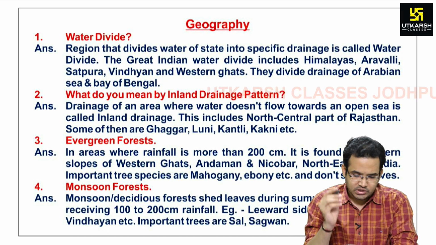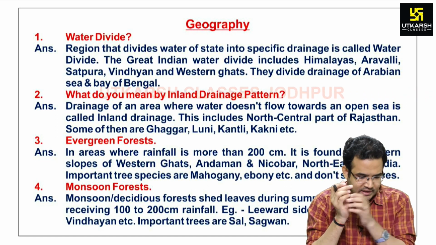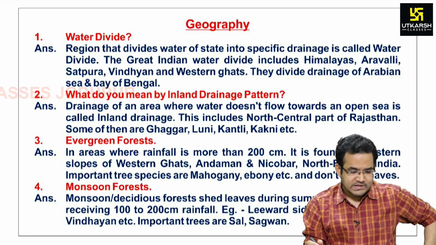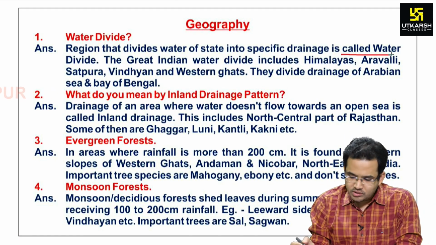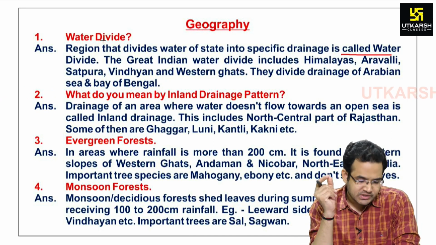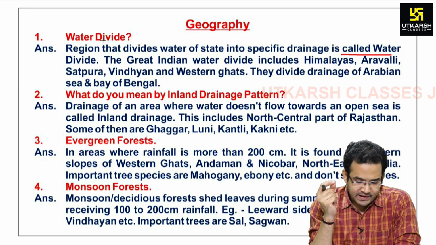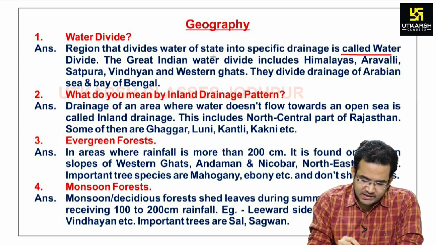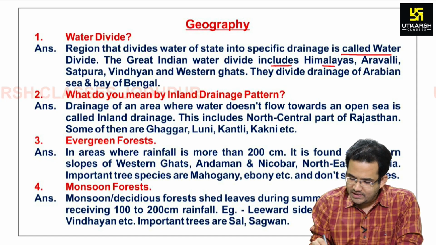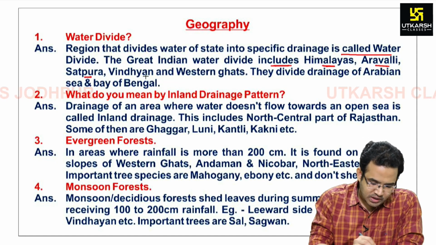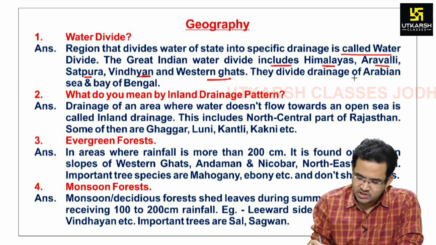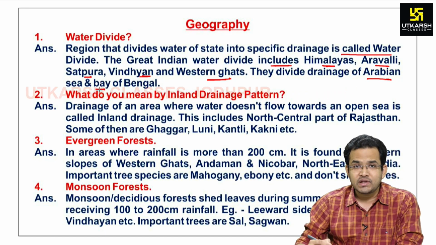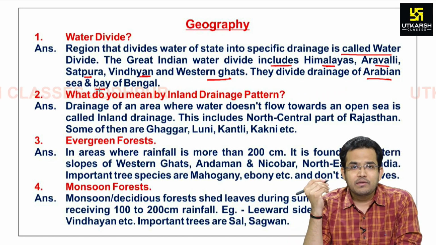We will take geography as a subject, and we'll take it like this: water divide, a region that divides water of a state into specific drainage, is called water divide. So basically water divide is a region that divides water of a state into specific drainage. The Great Indian Water Divide includes Himalayas, Aravalli, Satpura, Vindhyan ranges and Western Ghats. They divide drainage of Arabian Sea and Bay of Bengal, as well as Himalayan system and peninsular system.